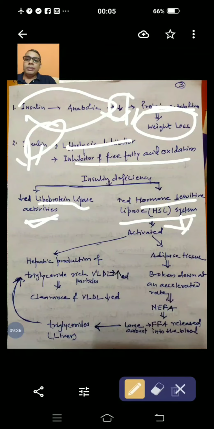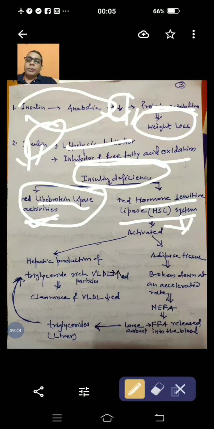But when there is insulin deficiency, then in that situation there will be a decrease in the lipoprotein lipase activity and elevation in the hormone sensitive lipase activity. So this HSL will be activated.